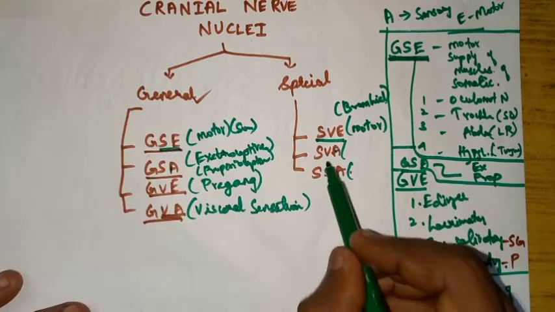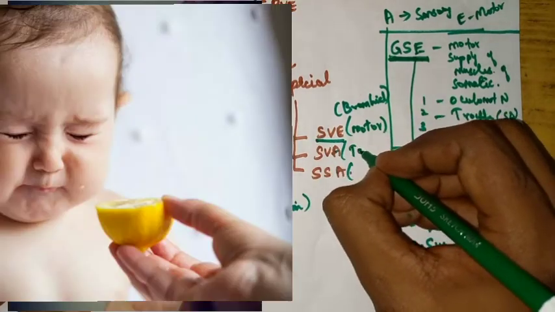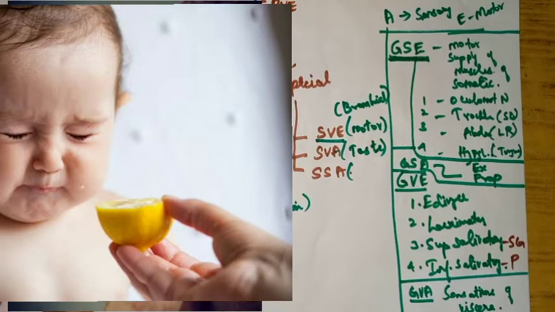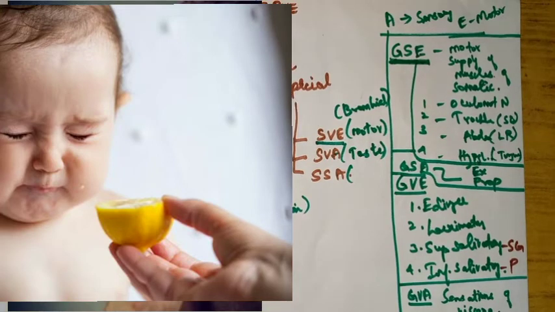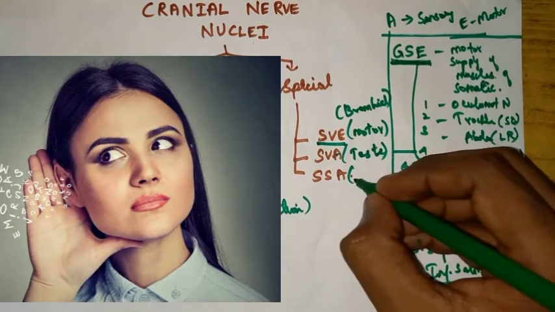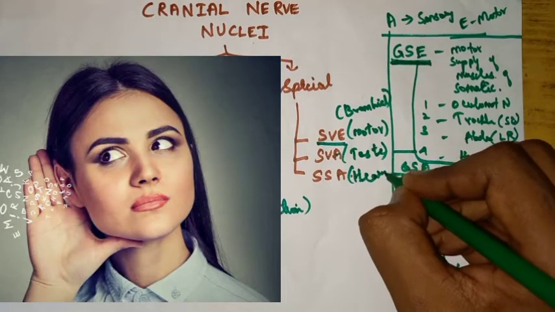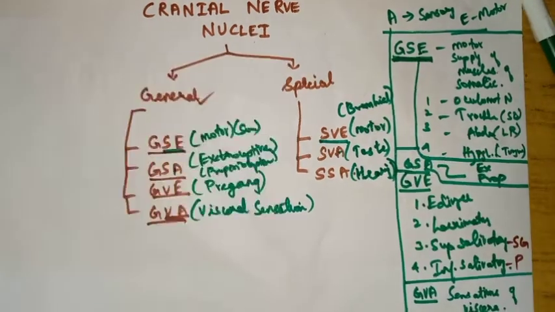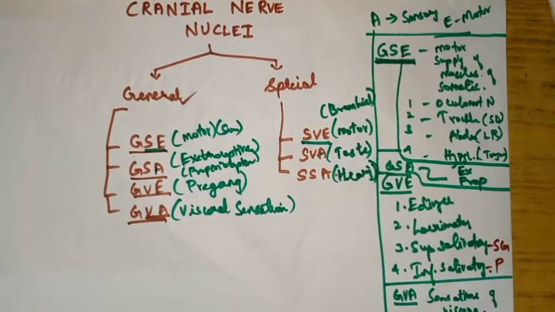Let's go to special visceral afferent, which we all are very familiar with, which is taste. Okay, so special visceral afferent is taste, and special somatic afferent is a very peculiar thing, which is hearing. Okay, so we are done with the cranial nerve nuclei, the components of cranial nerve nuclei.